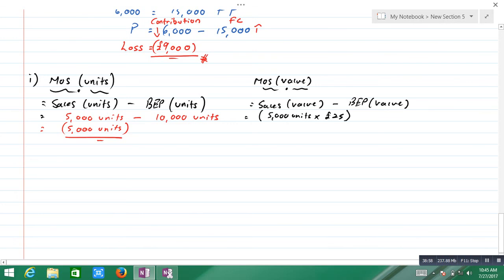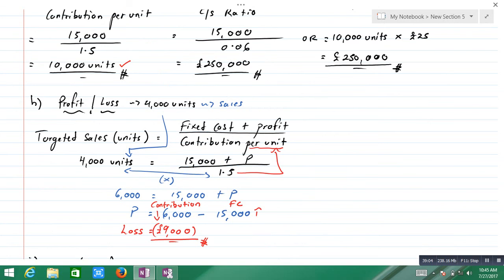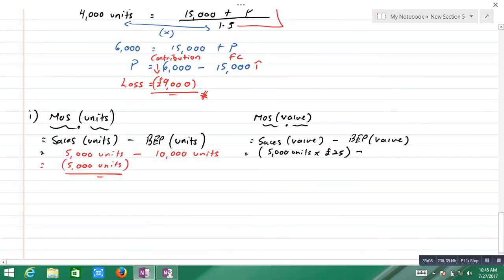Or you also can do it in a bit of a shortcut way, which is you can take MOS units times the selling price, which also will give you the same answer. Here we got a negative answer, correct? Times the selling price of 25, that also will give you negative 125,000. That's the idea here.